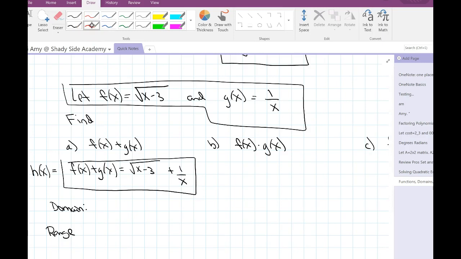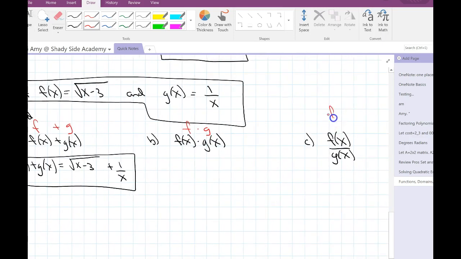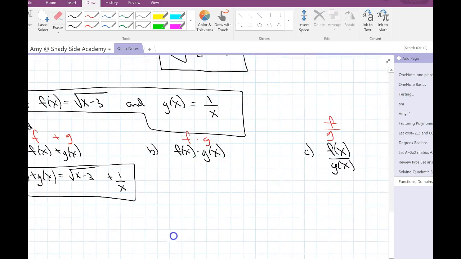I don't like this. But see how we write f of x plus g of x? Sometimes texts will do this and just say f plus g. I don't like it, but that's just me. I just think it's a little bit sloppy. Not sloppy, I just think it's unnecessary. But anyway, you may see that.